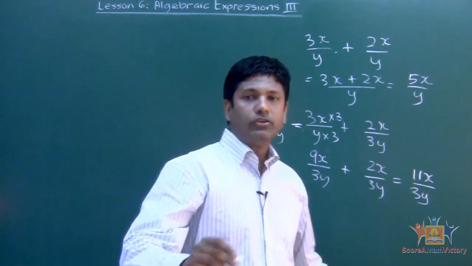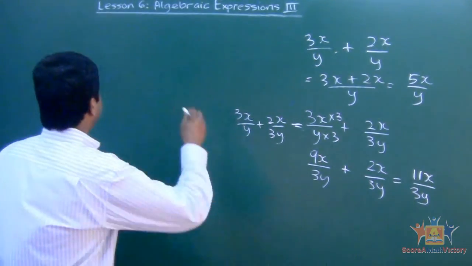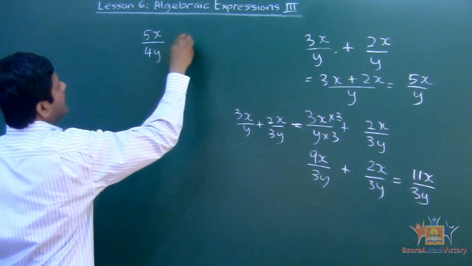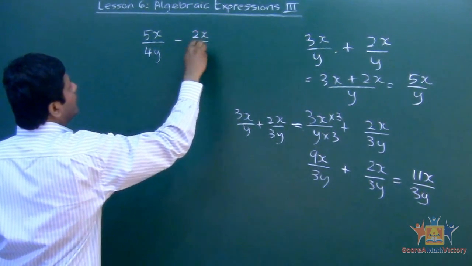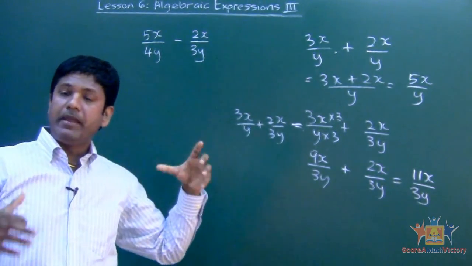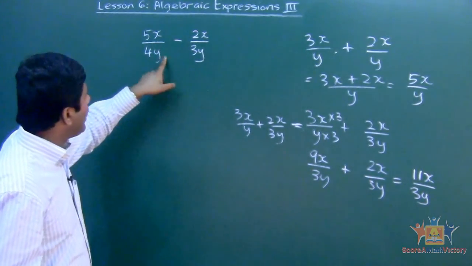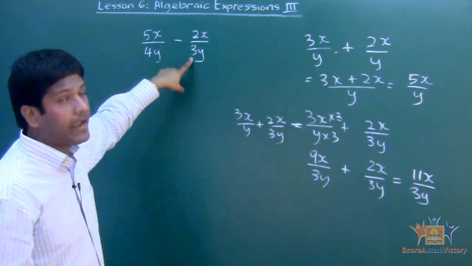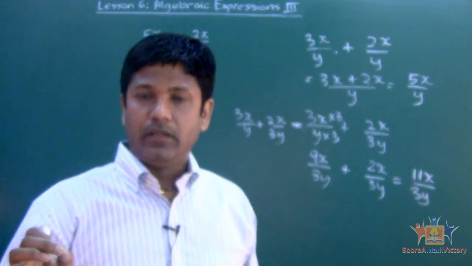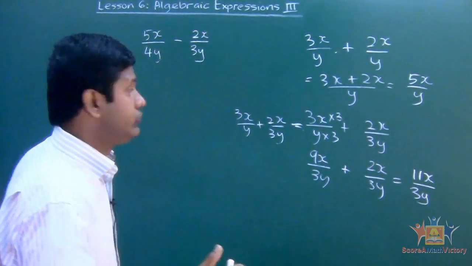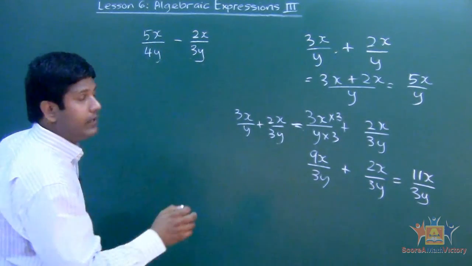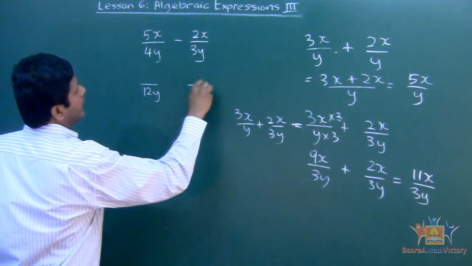Very important, okay? Now let's say, for example, I subtract. Let's say I have 5x over 4y minus 2x over 3y. Are these common? No. So I have to make them common. What would be common? You've got y and y. The only thing that's not common is the 4 and 3. So I have to make 4 and 3 a common denominator. How about 12y? Because 4 times 3 is 12, that means 12 can be divided by 4 and 12 can be divided by 3. So I'm going to say 12y and 12y.